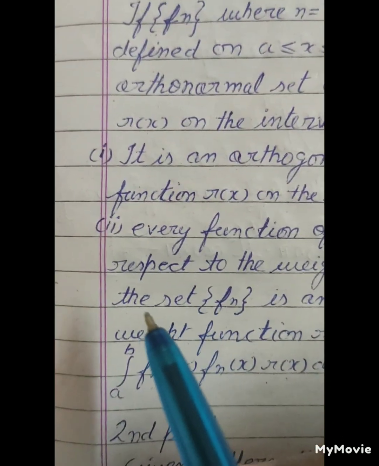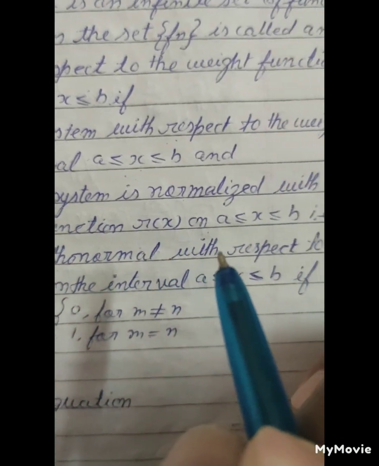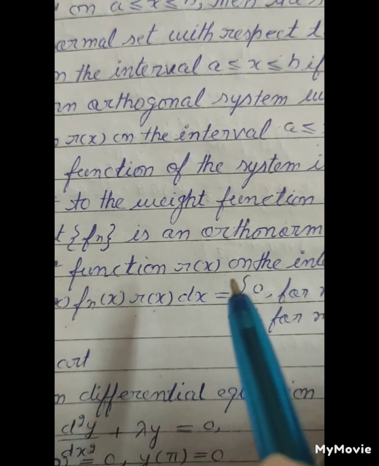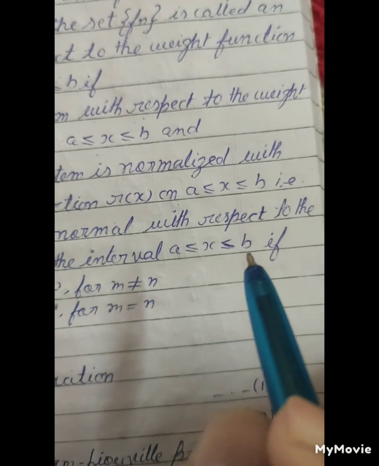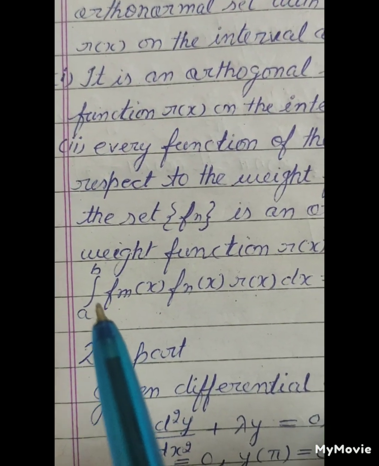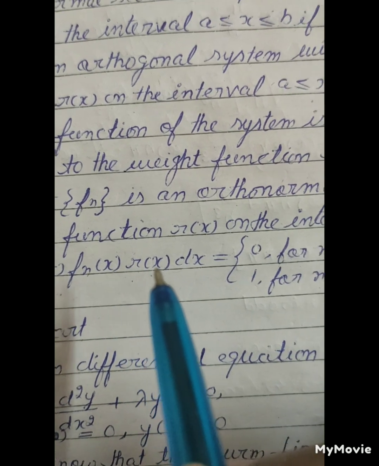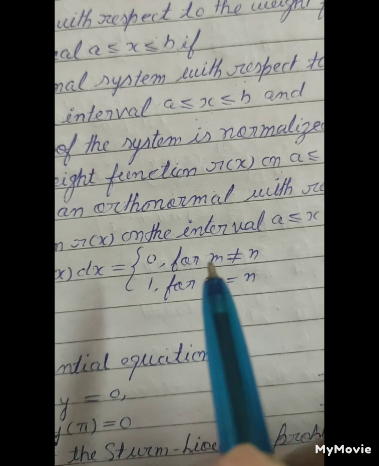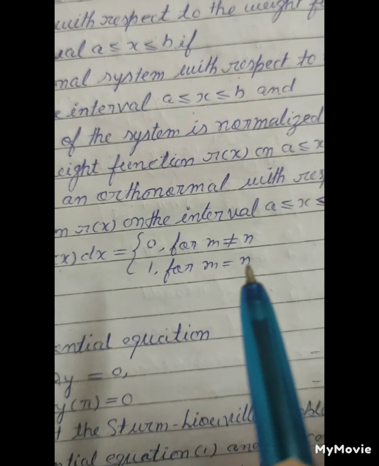That is, the set φn is orthonormal with respect to the weight function r(x) on the interval a ≤ x ≤ b if the integral from a to b of φm(x) φn(x) r(x) dx equals 0 if m is not equal to n, and equals 1 for m equal to n.